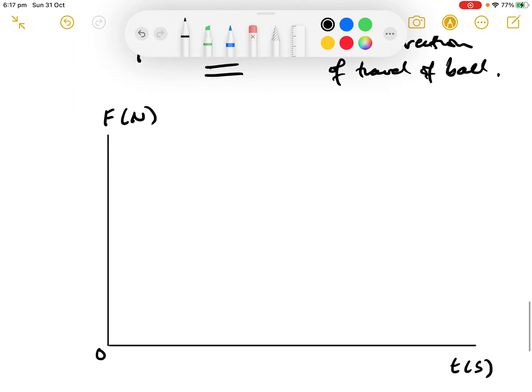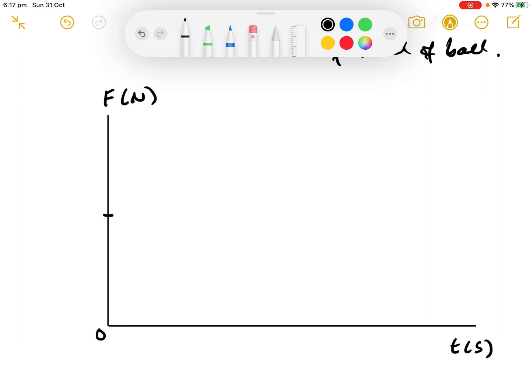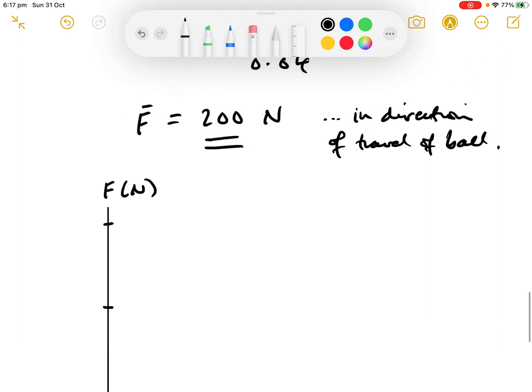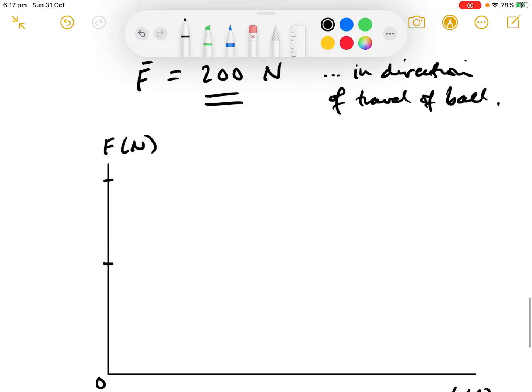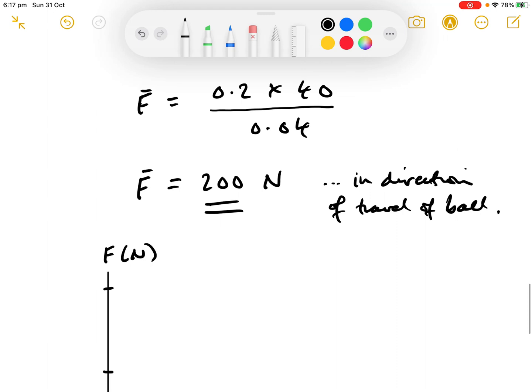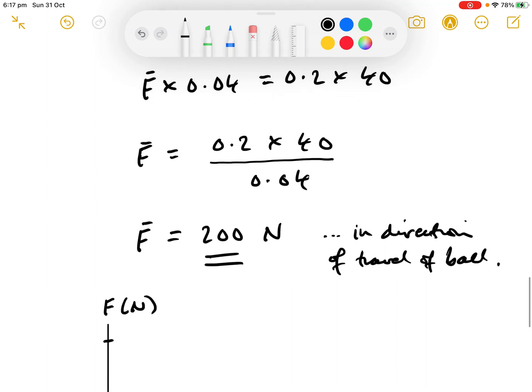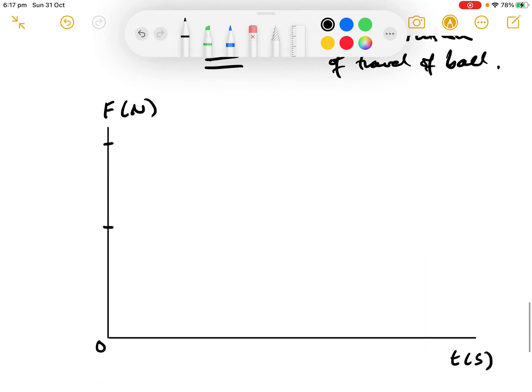Well, we hit a max, our average force, I should say, is going to be 200 newtons. Okay. Now, because of the way we do these problems, we're going to assume that the force varies in a nice uniform way. What do I mean by that? Well, the whole interaction takes 0.04 seconds, so let's put that in.